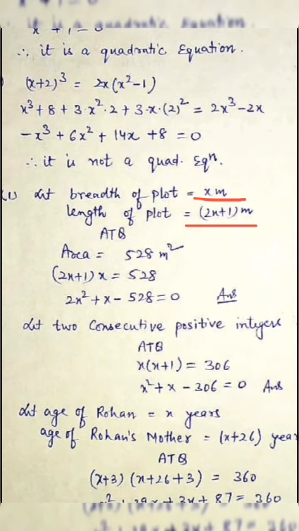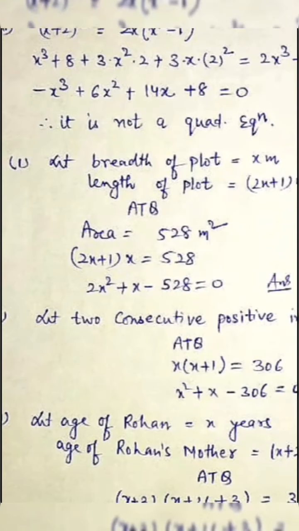Now area of a rectangle everyone knows that is length into breadth, so area also given, area is 528, and according to the dimensions we have assumed 2x plus 1 into x is equal to 528. On solving you will get a quadratic equation as 2x square plus x minus 528 is equal to 0. Just this is the answer, you don't need to solve further. We will solve the equations from exercise 2.